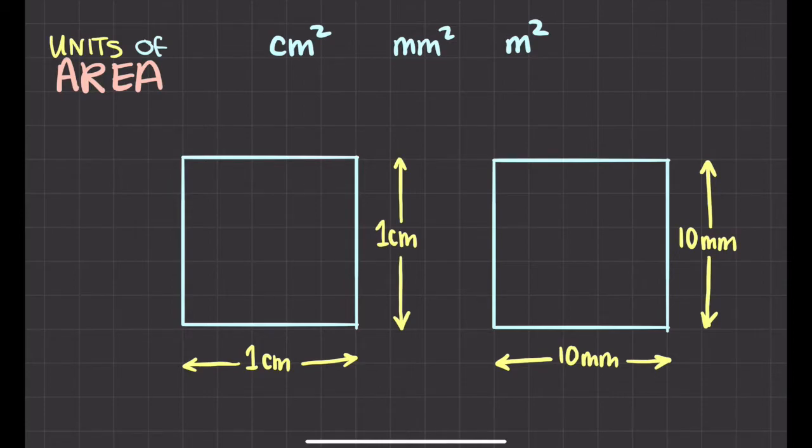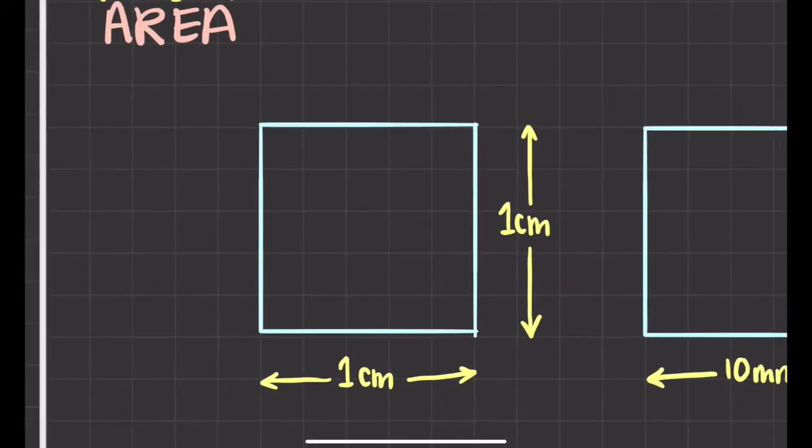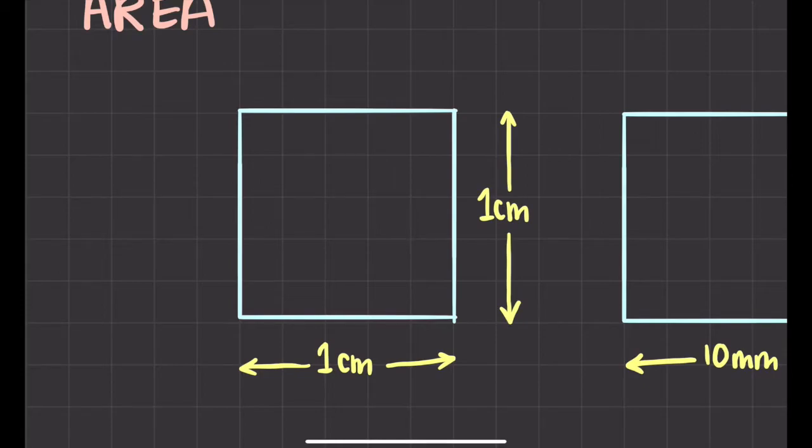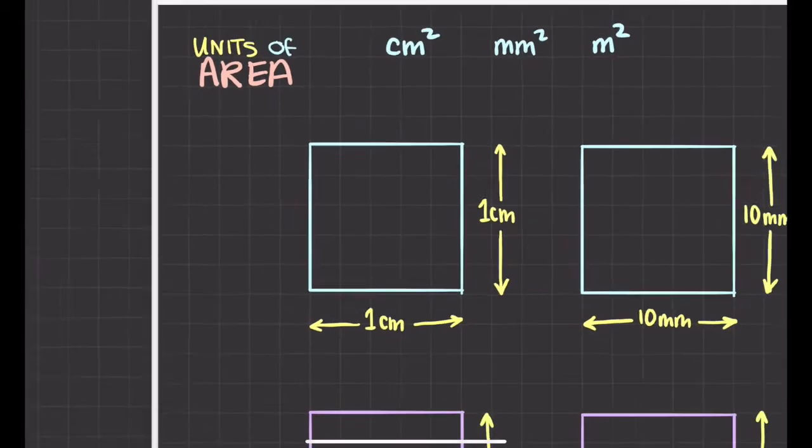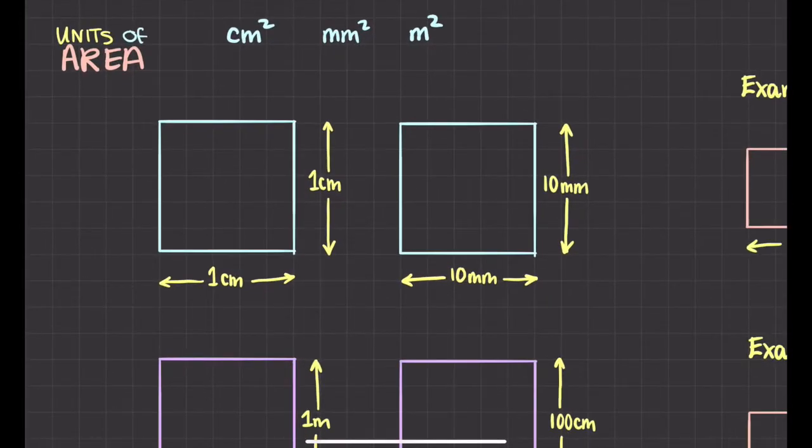So let's have a look at this square that I've drawn here. So this is a 1 by 1 centimeter square. So what will the area for this be? Well, if I do 1 multiplied by 1, I'll get 1 centimeter squared.